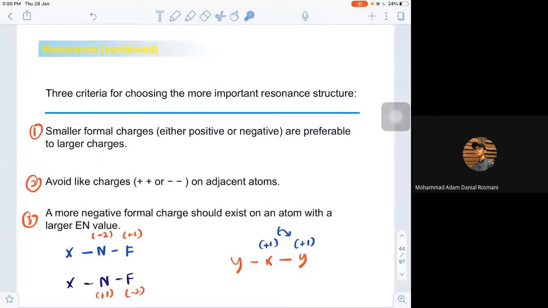The first one is we look at the one that has a smaller formal charge. Second, we have to avoid the same charge on adjacent atoms. And then the third criterion is the negative formal charge should be at the more electronegative atom. I have even shown you the example here.